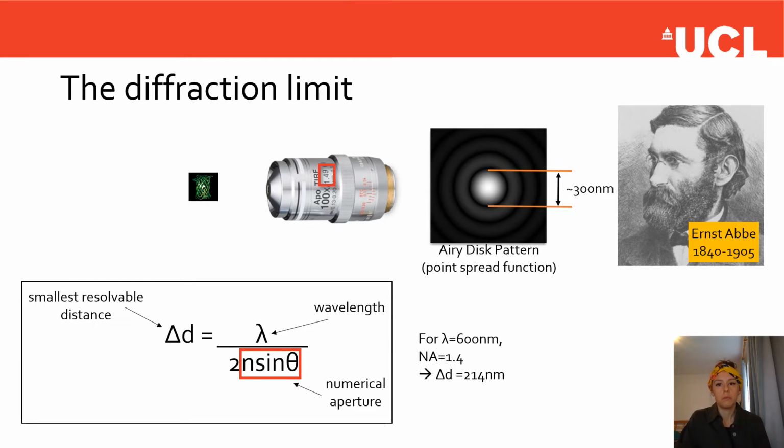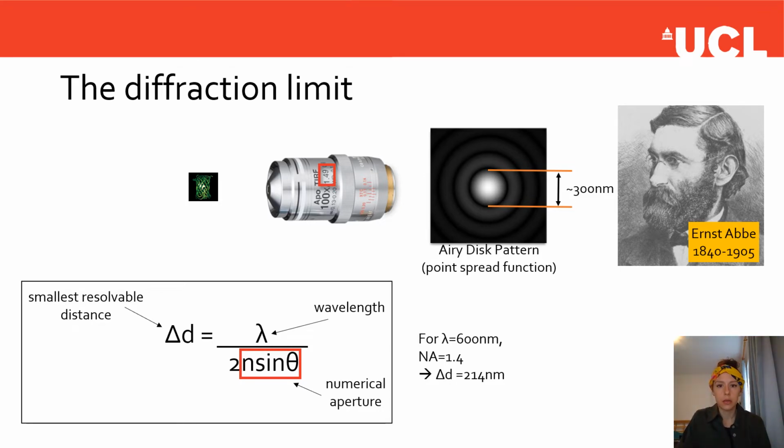So if we substitute some numbers in, if we've got light of 600 nanometers, so red light, and a numerical aperture of 1.4, then our resolution is about 214 nanometers. Okay, so that gives us a numerical representation of the smallest resolvable distances we can see within our light microscope.